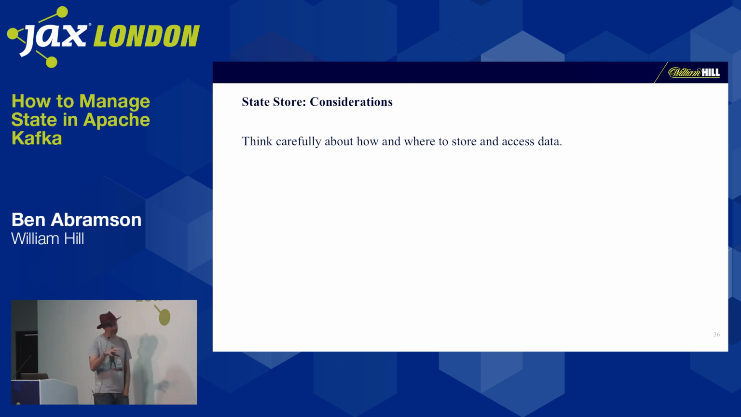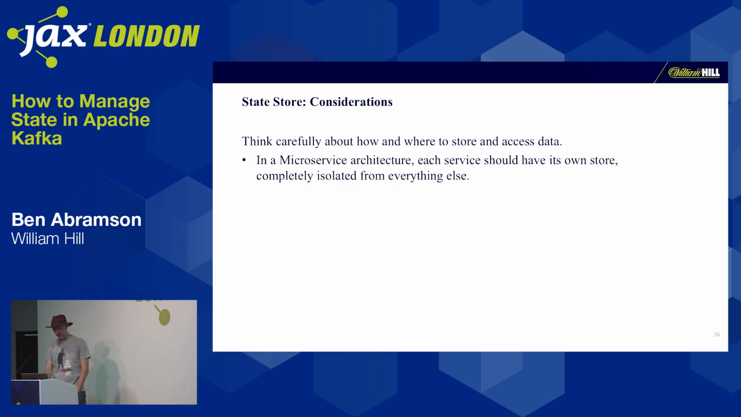So, if you're going to use a state store in this kind of architecture, there are definitely some things you need to think carefully about. You've probably heard this a lot. In a microservice architecture, each service should have its own store. There's a lot of dogma around that. It must have its own tables. Nothing else can talk to those tables. And if anything else talks to those tables, it's not a proper microservice. A lot of people get very upset about that kind of thing.